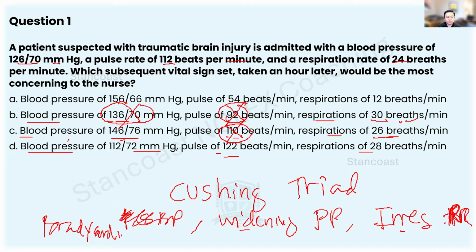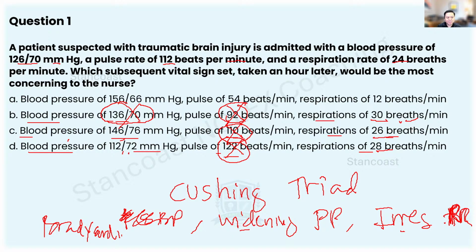The blood pressure of 112/72, not a whole lot of difference between the systolic blood pressure and the diastolic. The patient here is tachycardic. Remove that one. The patient's respiration is elevated, 28.